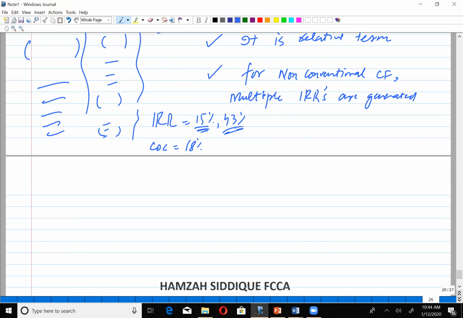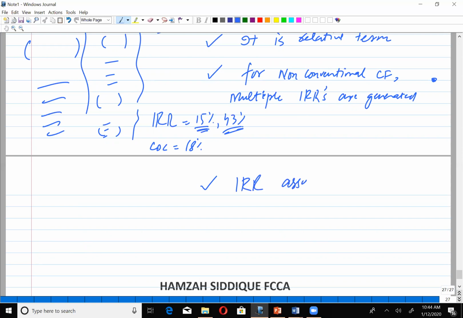So students, I hope it is clear. If it is not clear, you can ask me the question. I am proceeding to the next point. The next, another tricky point.